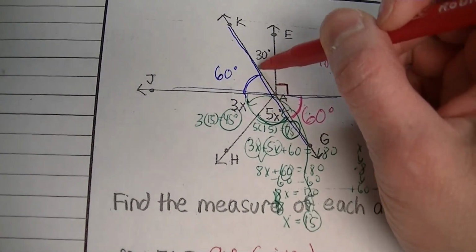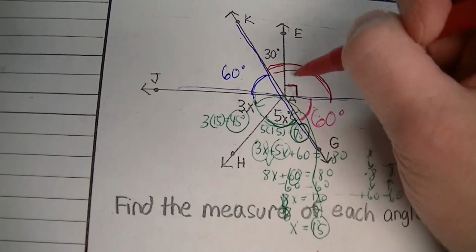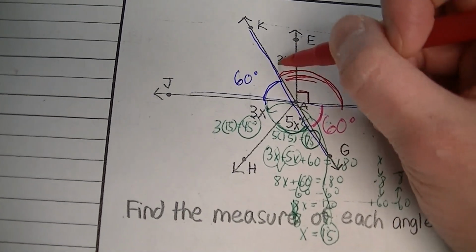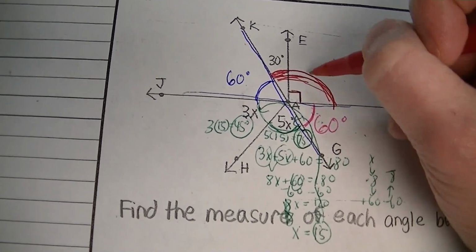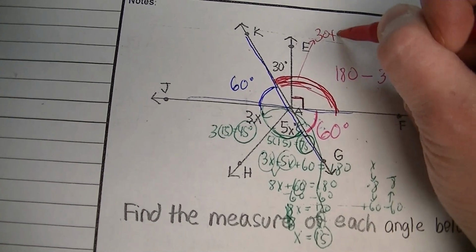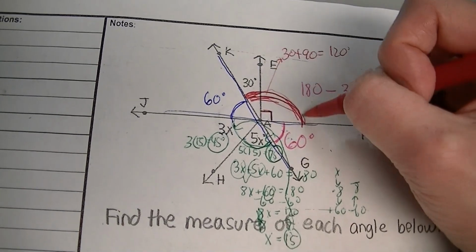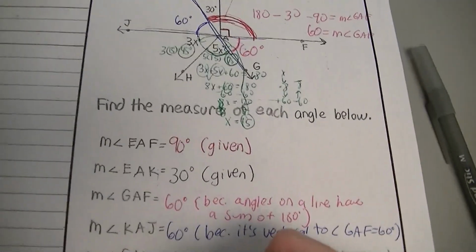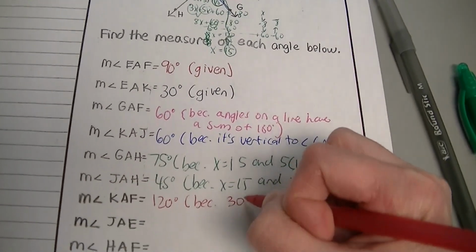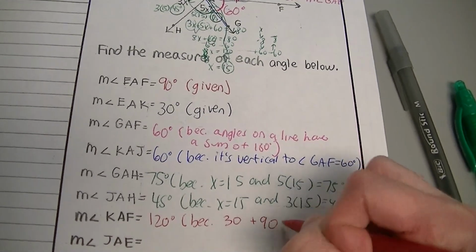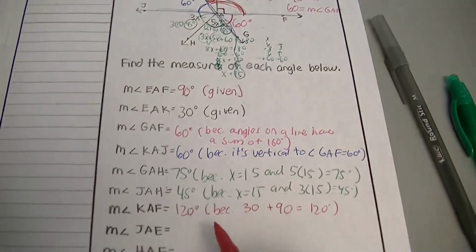Okay, next one is KAF. Oh, so it's this one right here. So for KAF, I know that this angle right there is 30. This opening right there, this angle is 90. So I just have to go basically 30 plus 90, and 30 plus 90 is 120 degrees. So that whole big opening right there is 120 degrees, because the given 30 plus that given 90 is 120 degrees. So that's why for KAF, you add them together to get the measurement of that larger angle.